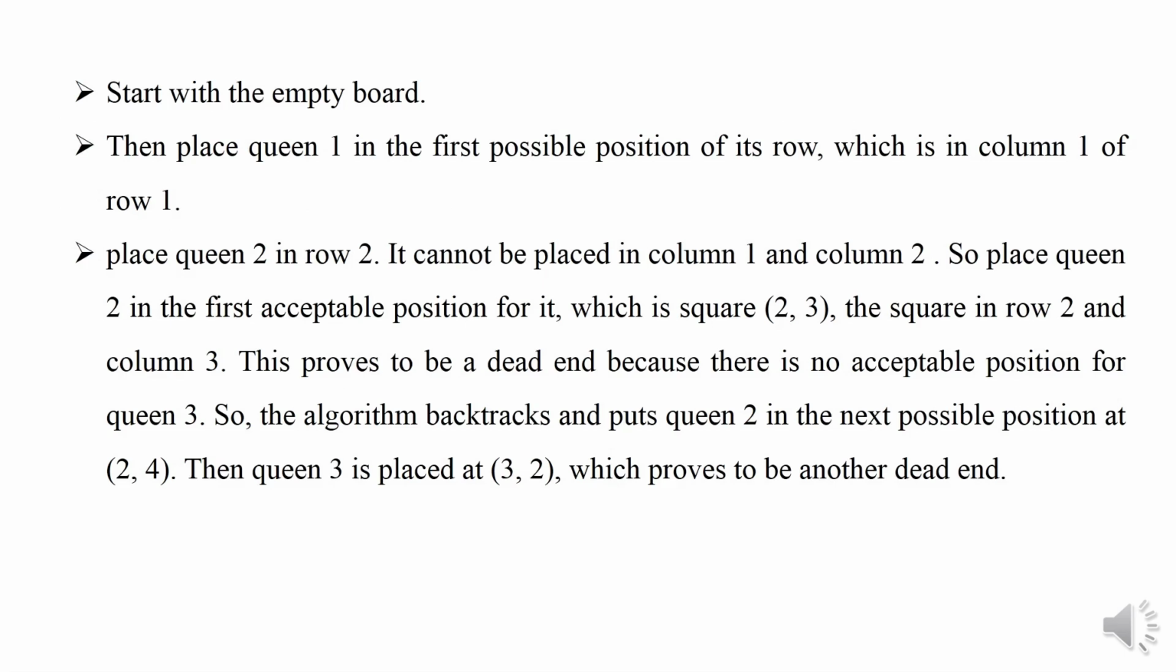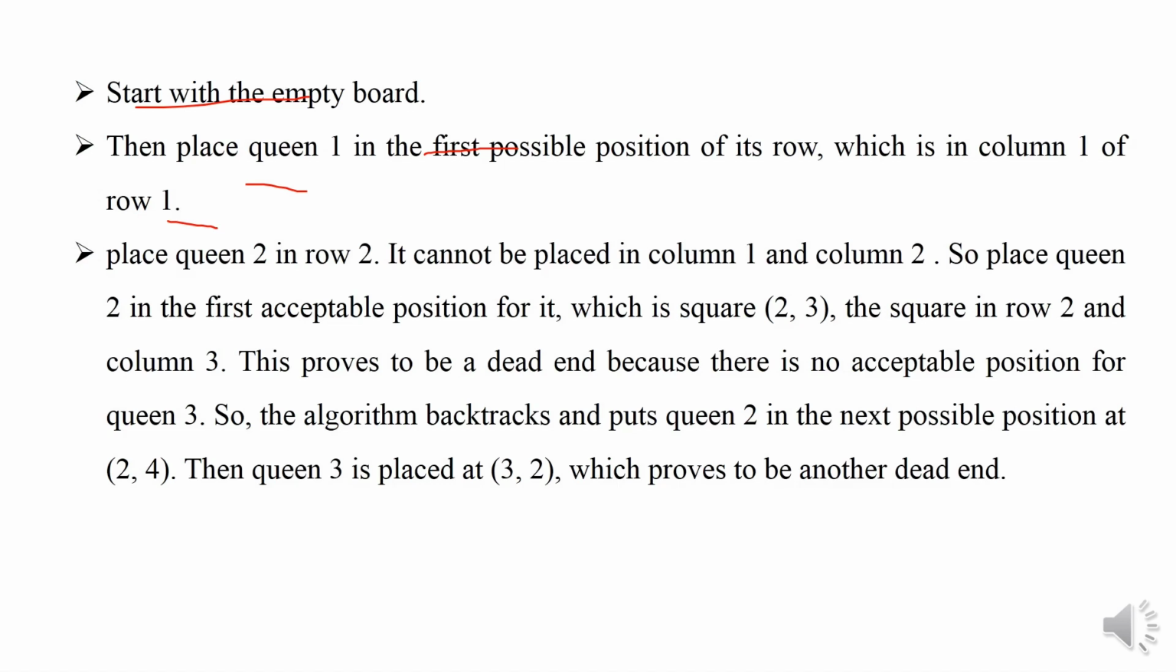So when we start with this particular solution, we start with an empty board. That is, no queens are placed. So all the 4 rows and 4 columns are empty. Next, you start placing the first queen. So queen 1 can be placed in the first possible option, that is on the first row. You have to place it in column 1.